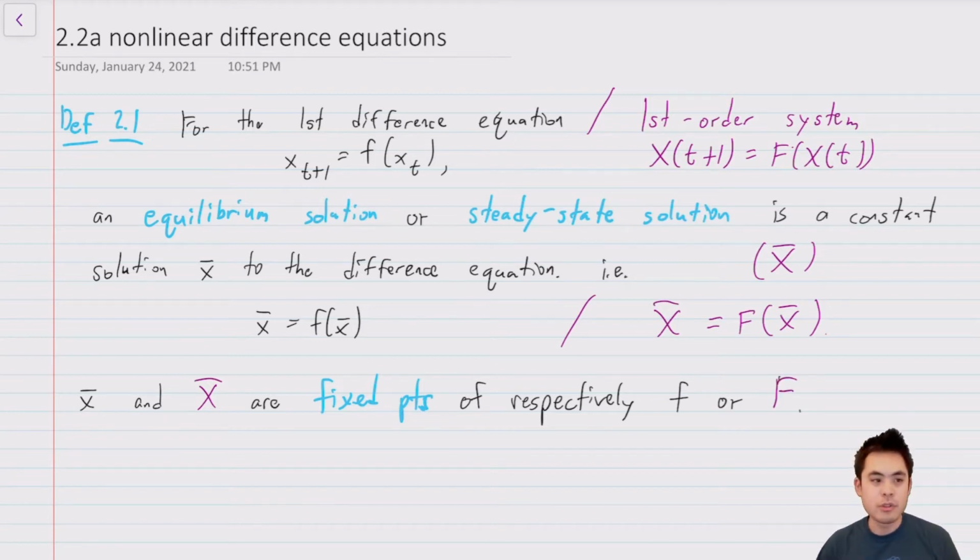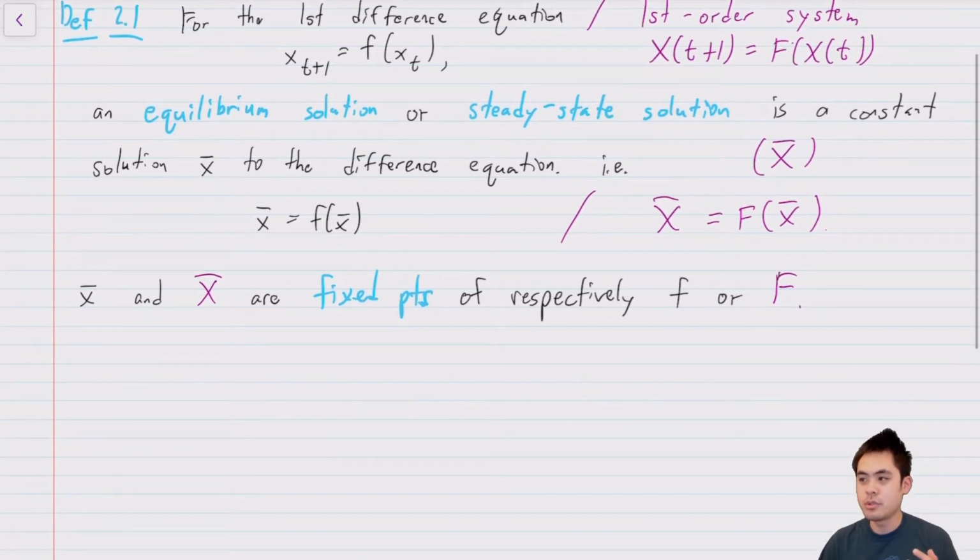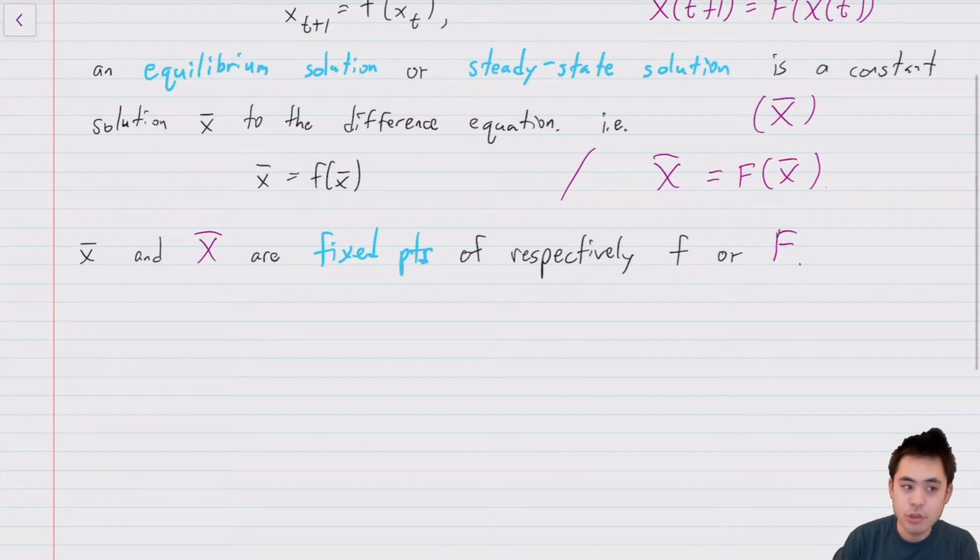Okay, so we're defining what we mean by an equilibrium solution. These are solutions that remain constant in time. A lot of the solutions to a difference equation, depending on the initial conditions, will change as time goes on. These are solutions that don't change. They remain fixed under whatever function we're applying.